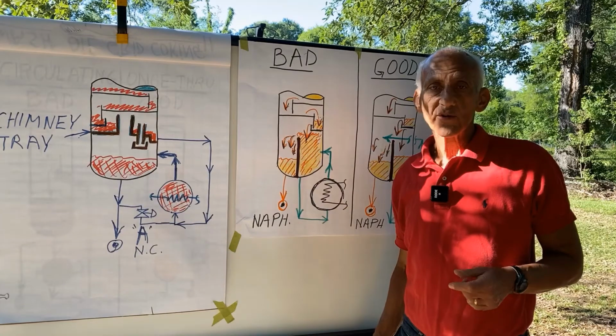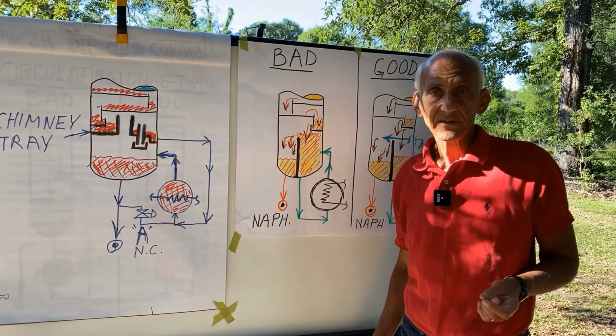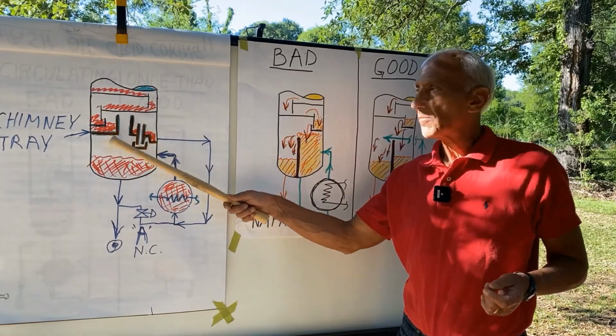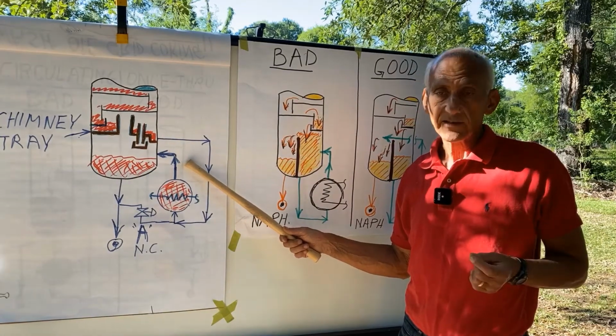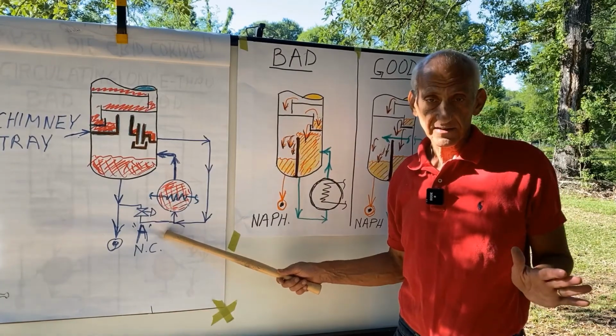And again, to assure this actually happens the way you're simulating it on your computer, I have this total trap-out chimney tray, which forces not some, but all of the liquid to flow through the reboiler, provided valve A, the startup line, is closed, which it is.